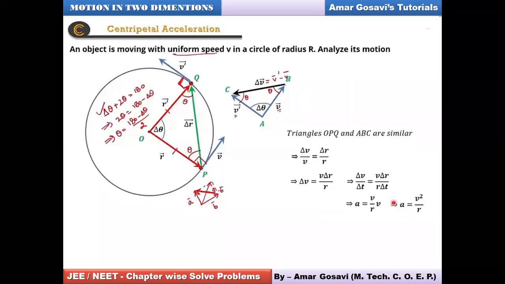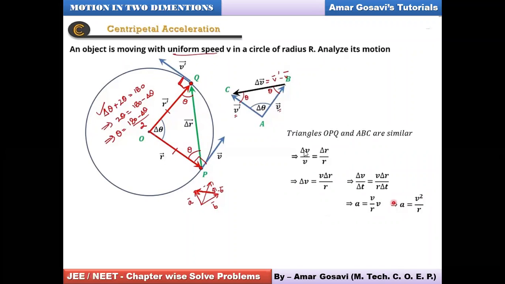Now, what I'm going to do with these two triangles, try and understand. Very important step. These two triangles are similar. You can see, so I would place the fact of similarity over here: OPQ and ABC are similar. If they are similar, then based on the similarity case, I can put delta V by V. Can it be equated to delta R by R? Yes, obviously, because of the similarity. So delta V by V will be equal to delta R by R.